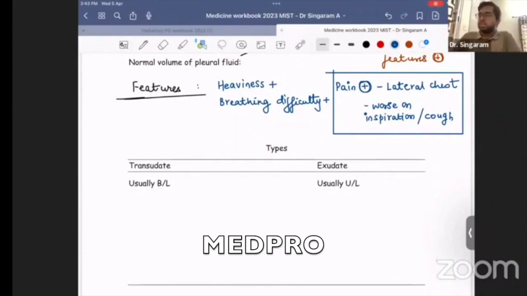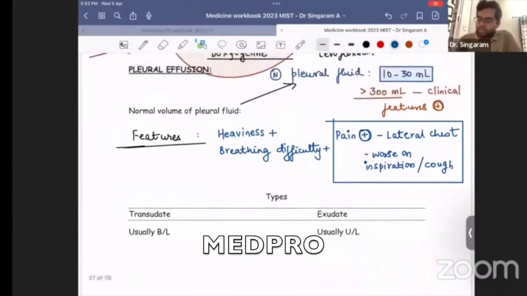Okay. So this is what you need to remember. Pain will be worse when the patient is coughing or at the time of inspiration. Are we able to follow this? Okay, so these are the features which will be present, and please don't forget that for the features to be present, at least 300 ml of fluid is present already, then only the patient will present with clinical features.